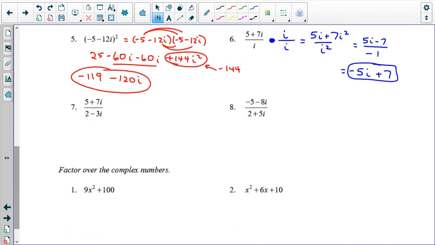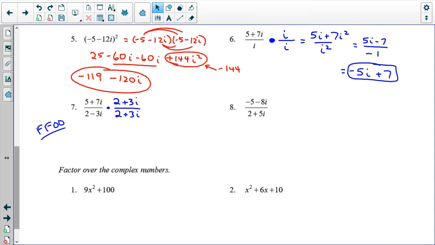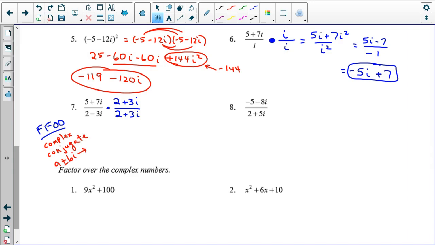Now, number 7, I need to figure out what FFU I want to use in this problem. I'm going to use what is called the complex conjugate of the denominator. So maybe make a note. The FFU that I want to use is the complex conjugate. And if I have something of the form a plus or minus bi, the conjugate is just when I change the sign of the imaginary part. So if it was a plus, it becomes a minus. If it was a minus, it becomes a plus.